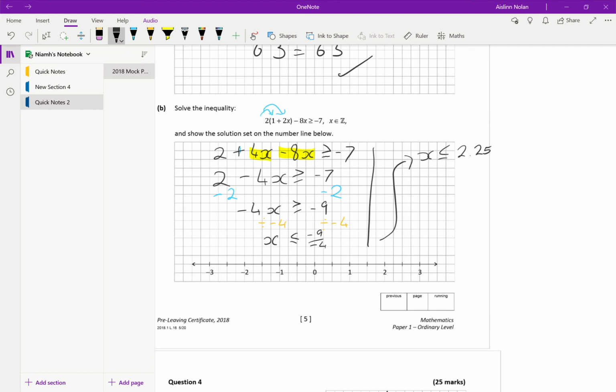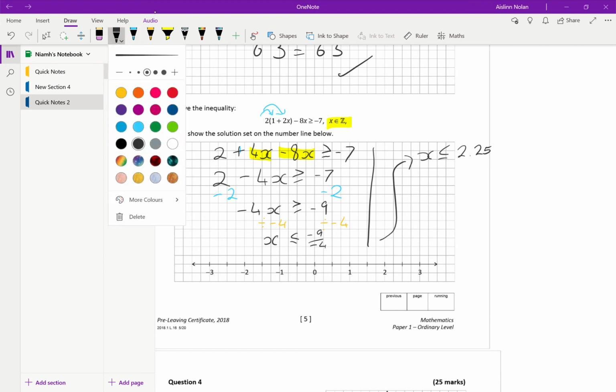We have to pay attention now to this, unfortunately. Go have a look. It would have been one of the very first things we did in 5th year. Have a look at your notes copy. Z is integers, which means they can be positive or negative, but they have to be whole numbers. So 2.25 obviously isn't a whole number, and x has to be less than it.